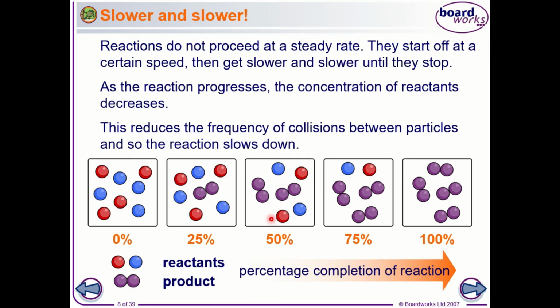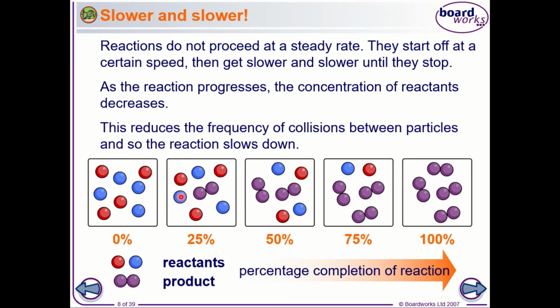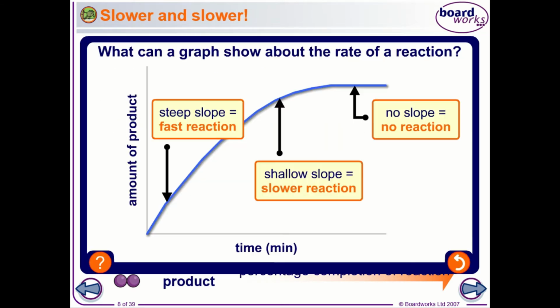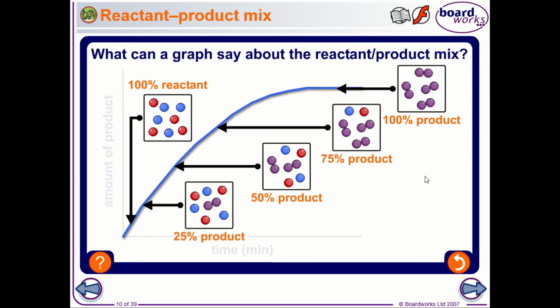Habang bumababa yung chances na mag-collide yung mga reactants natin, lalong bababa ang speed of reaction. Okay? So, we can deduce from the graph na kapag mas marami yung amount ng reactants, mas mataas ang reaction. Kapag mas marami yung amount ng product, kagaya dito, mas dumadami yung amount ng products, lalong bumabagal yung rate of reaction. So what can a graph say about the reactant product mix?